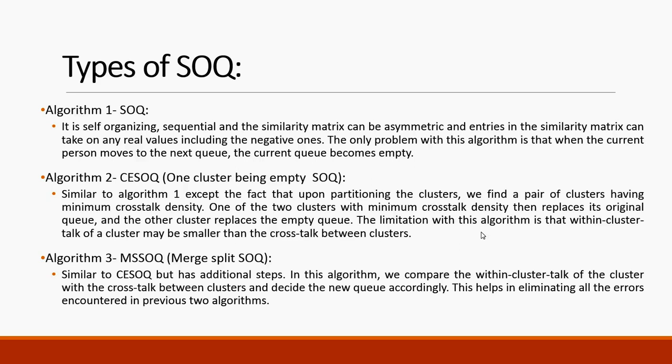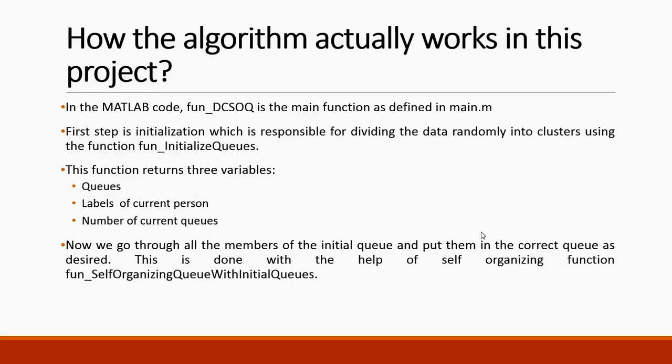But this algorithm also has a fault: within cluster crosstalk may be smaller than the crosstalk between the clusters. So this problem was overcome in the third type of algorithm, that is merge split SOQ. It is similar to CESOQ, but it has 2 additional steps. In this algorithm, we compare the within cluster crosstalk of the cluster with the crosstalk between the clusters and decide which one the new queue is going to be. This helps in eliminating all the errors encountered in the previous 2 algorithms.